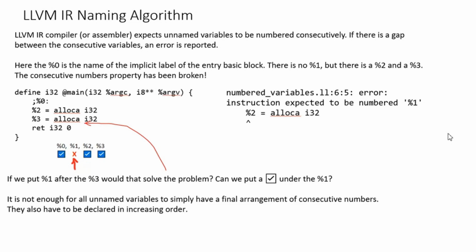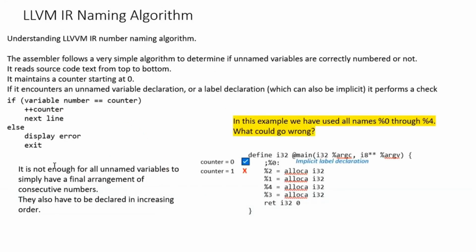So here's a common question. If, for example, we declare the variables out of order under the %1, that actually would not be allowed, because it is not enough for all unnamed variables to simply have a final arrangement of consecutive numbers. They also have to be declared in increasing order.